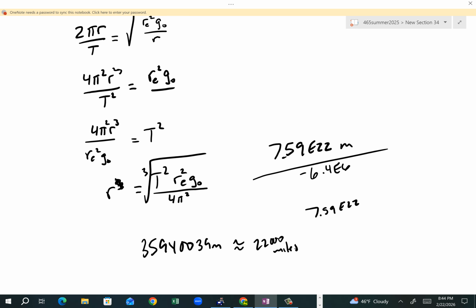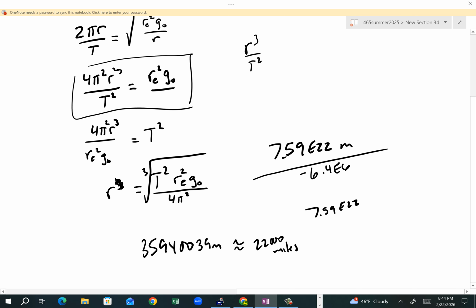Apologize for that. I've got to pull my head out of my butt. As I said before, if you come right here and look at it, you end up with r cubed over t squared. That is, the radius cubed over the period squared is equal to a constant. Now, specifically for any satellite around the Earth, it's that constant. Any satellite around the Earth.